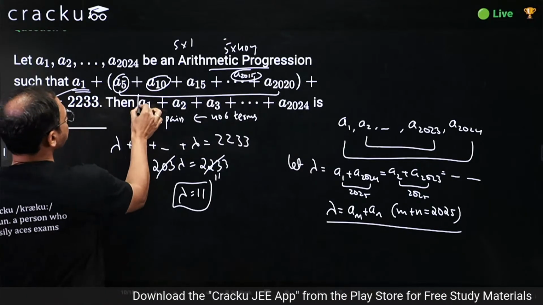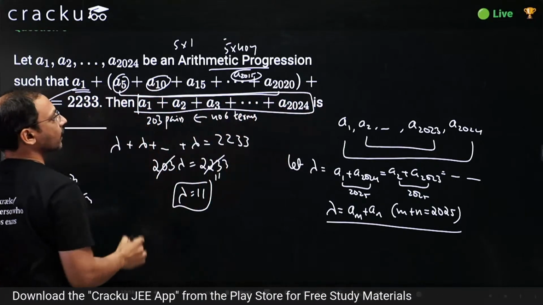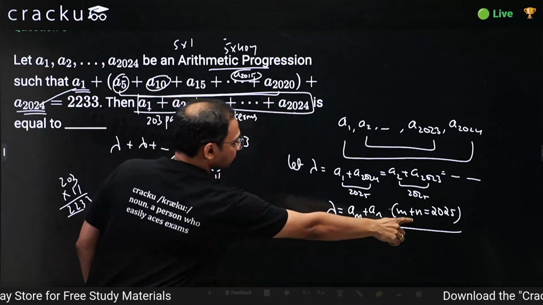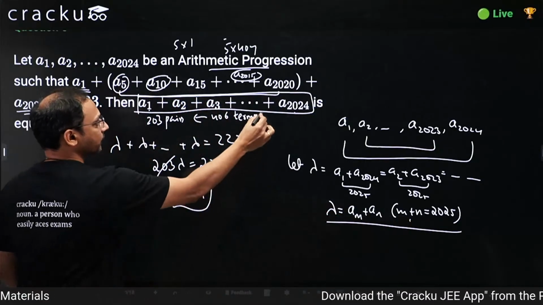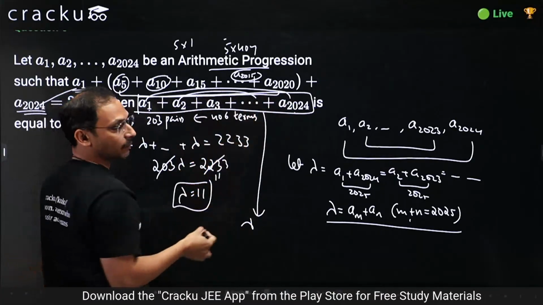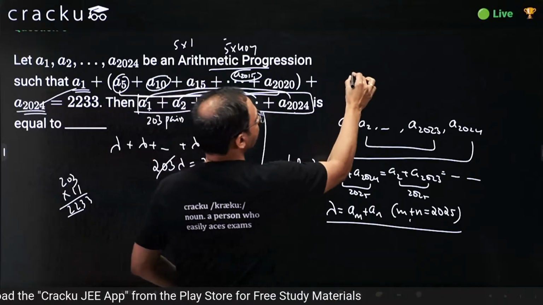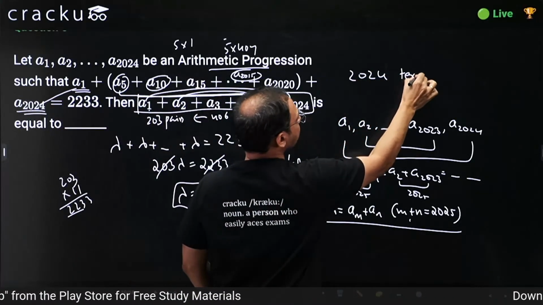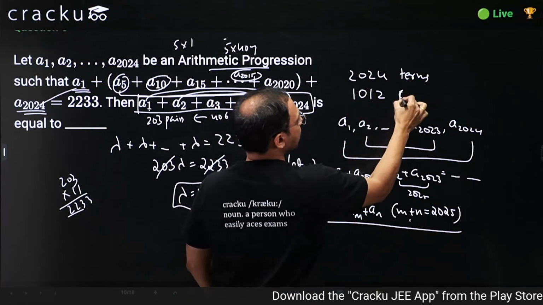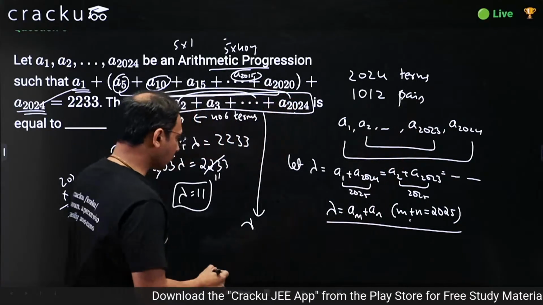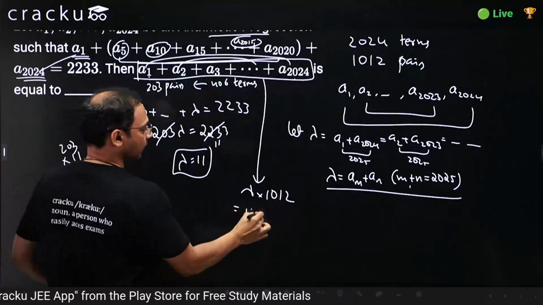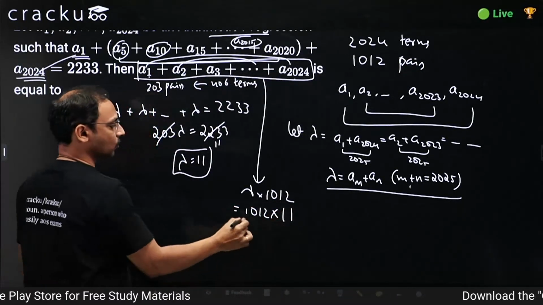Now what is he asking? He is asking for the sum of all these terms. Again we'll use the symmetric property. 1 plus 2024 is 2025, so again the symmetric property will be triggered. This sum is lambda, this sum is lambda, and so on. Now here I have 2024 terms, so it will come down to 1012 pairs. Each pair is lambda, so the answer will be 1012 lambdas, or 1012 into 11.